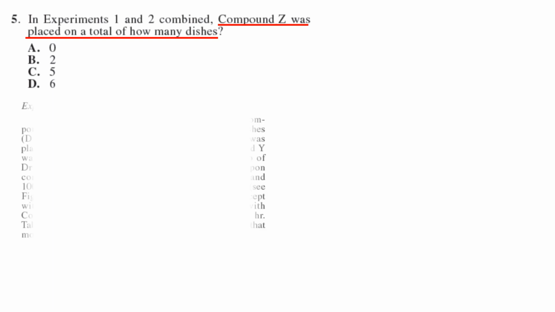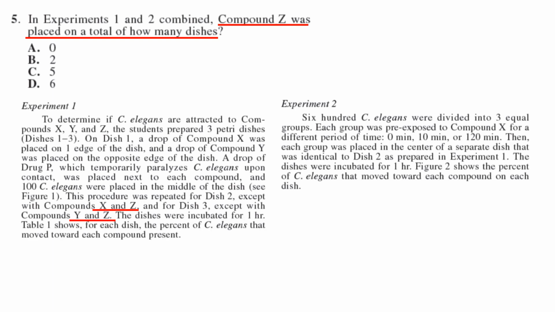Number 5, in experiments 1 and 2 combined, compound Z was placed on a total of how many dishes? We look at experiment 1 and experiment 2. We see in experiment 1, it was on 2 dishes, dish 2 and dish 3. In experiment 2, they used dish 2, so we have Z present, and they did 3 different groups. So we have 1, 2, 3, 4, 5. So your answer is C.